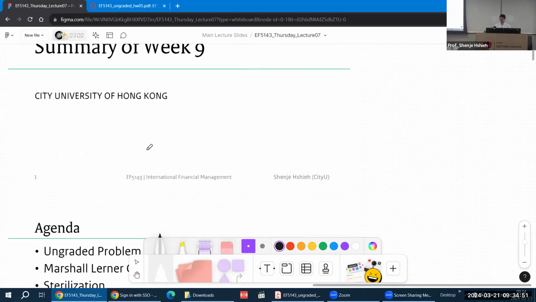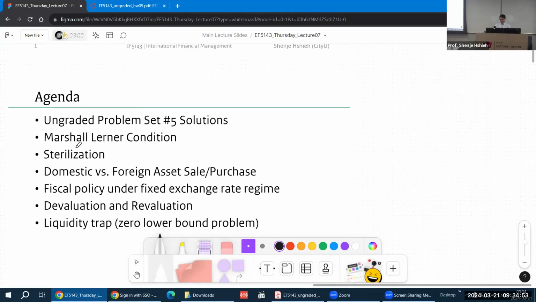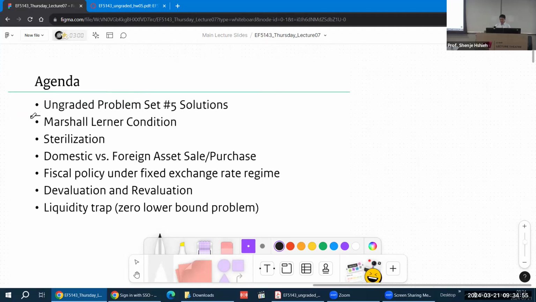All right, so let's talk about this thing now. Okay, so Marshall-Lerner condition. So why do we care about the Marshall-Lerner condition today? So as you know from the previous lectures, I defined the Marshall-Lerner condition very simply.